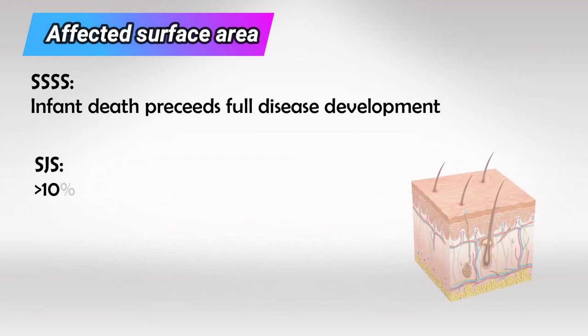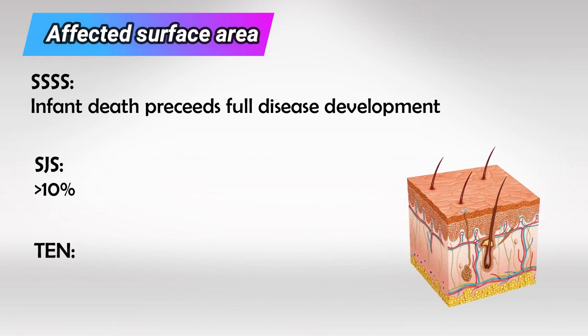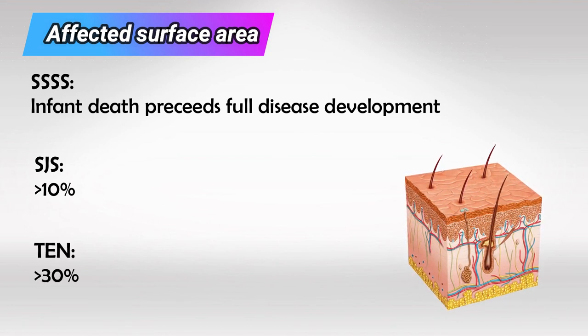All of these syndromes are very severe. While staph infection is the most serious, because it normally kills the infant before we can measure the infected surface area, Stevens-Johnson syndrome affects less than 10% of the body, and toxic epidermal necrolysis can reach up to 30% of the body.